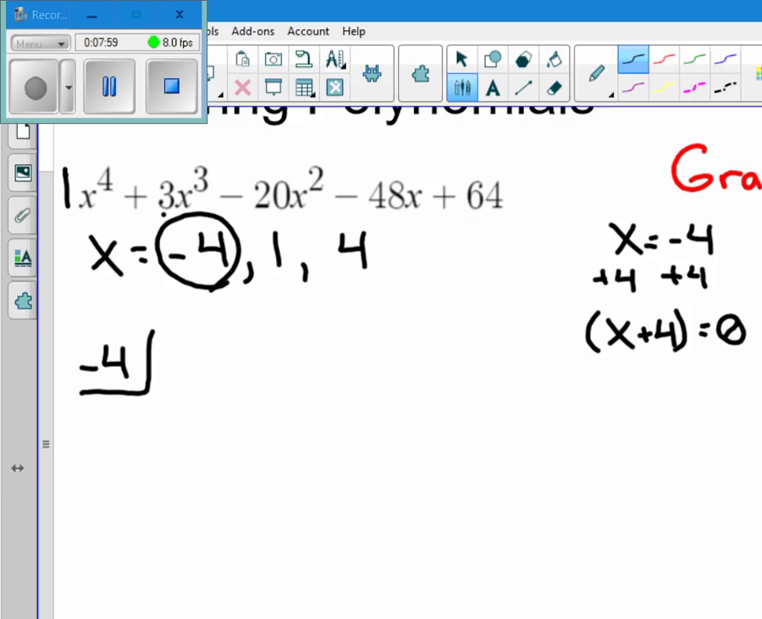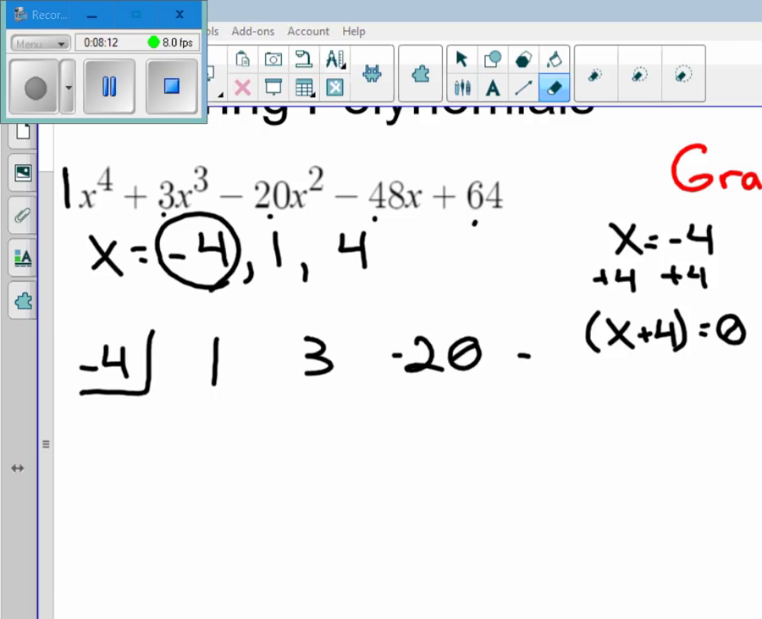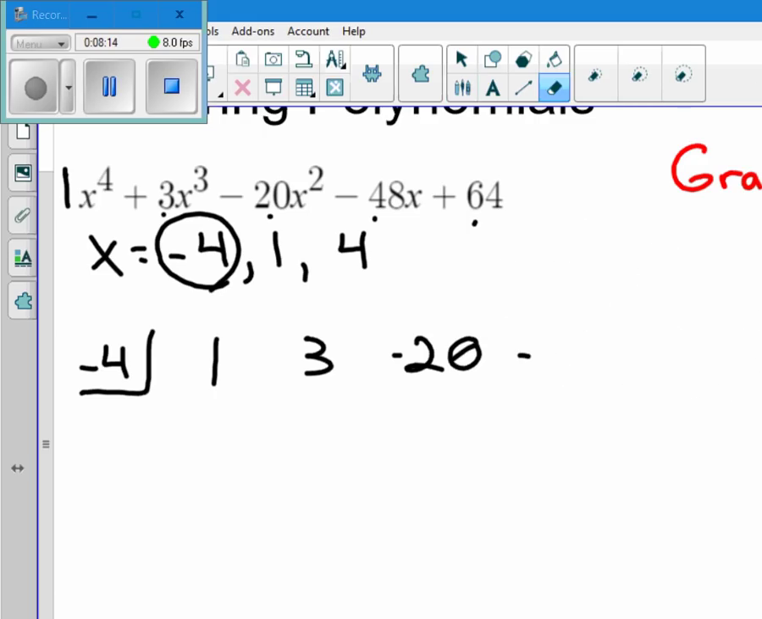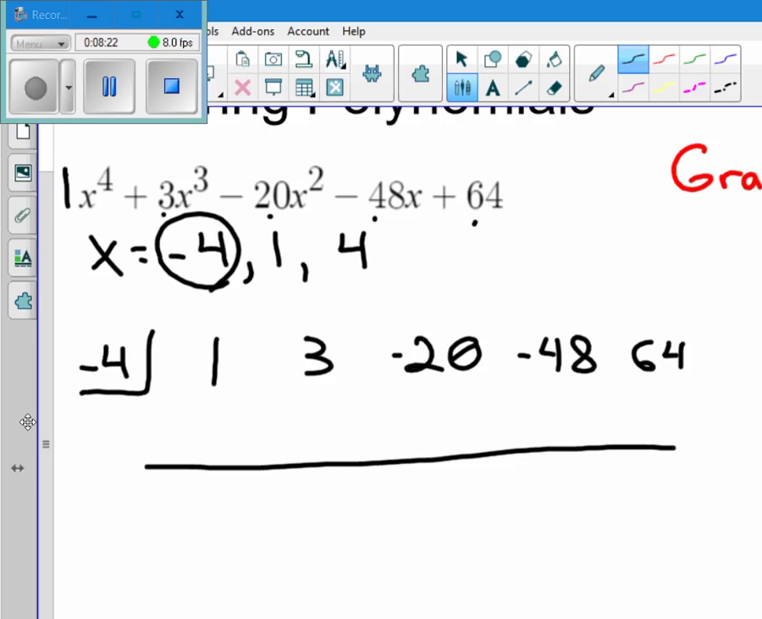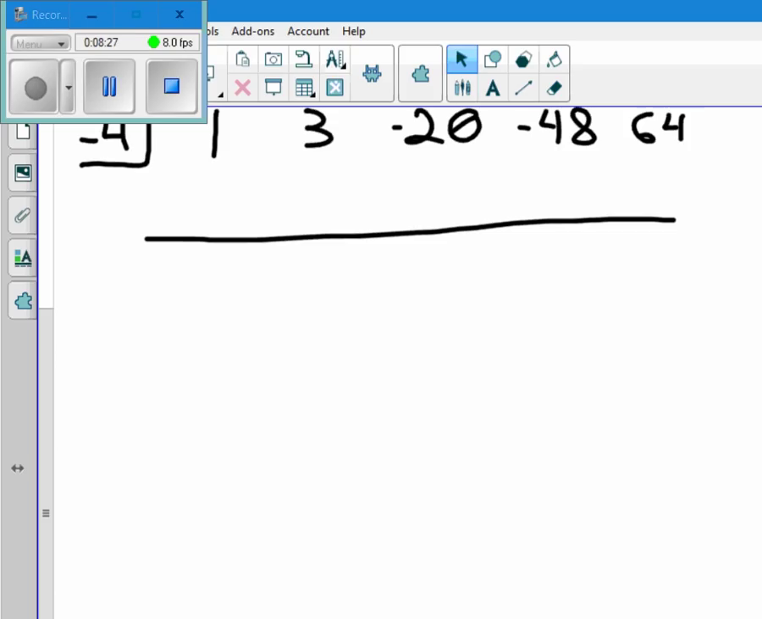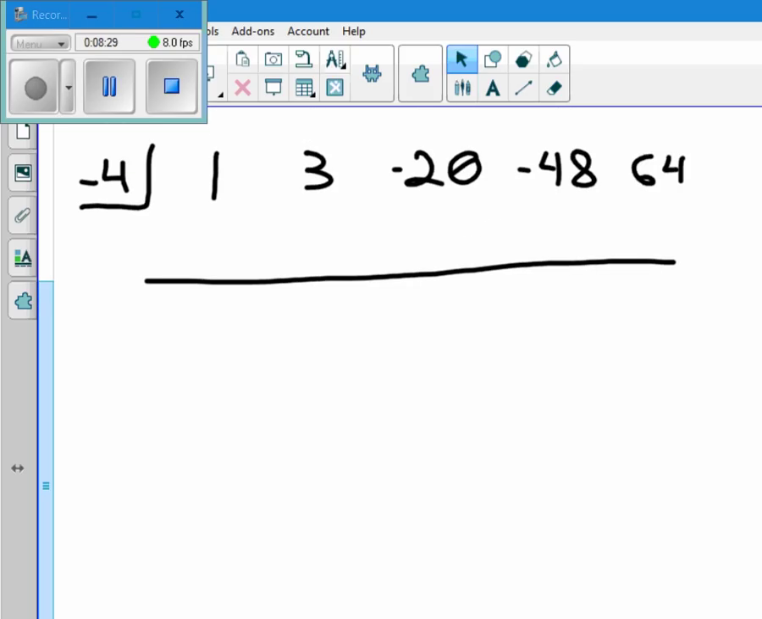So now I look at the coefficients. So I have 1, 3, -20, -48, +64. So I set up the synthetic division, and I'm just writing out all of the coefficients. And then I use the synthetic division. Synthetic division says bring down your first term. So that's a 1. And then you just start multiplying.